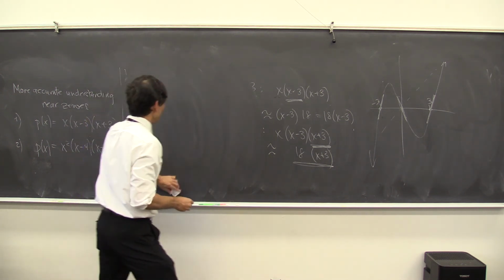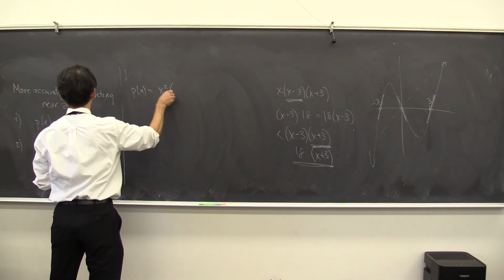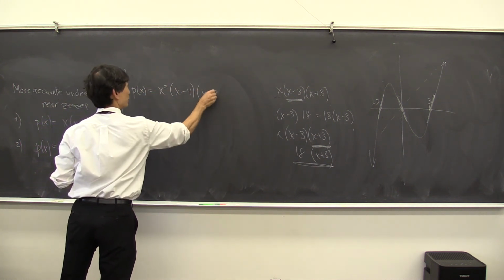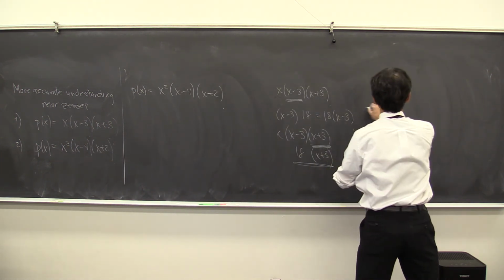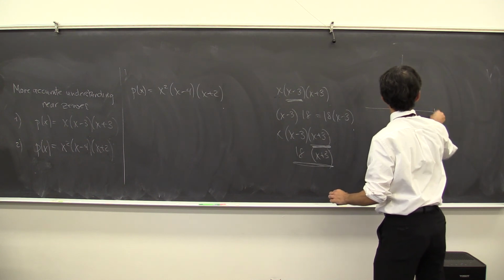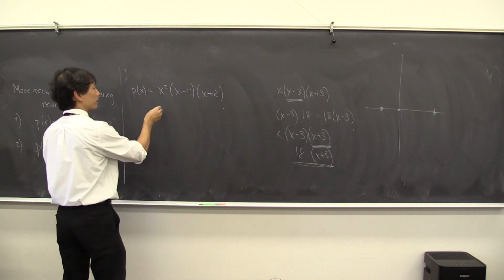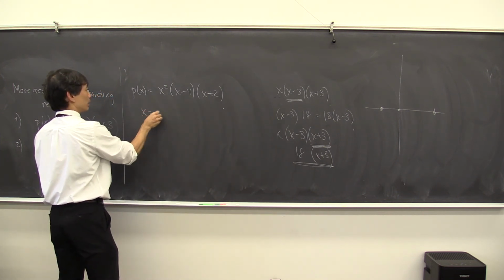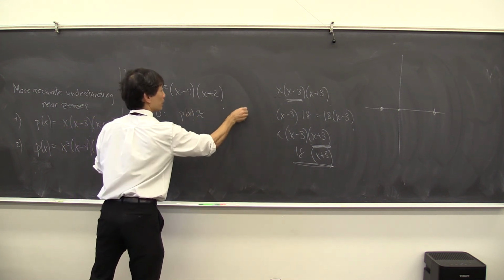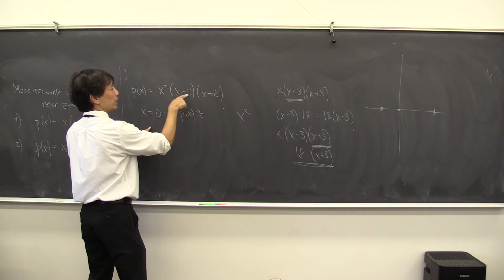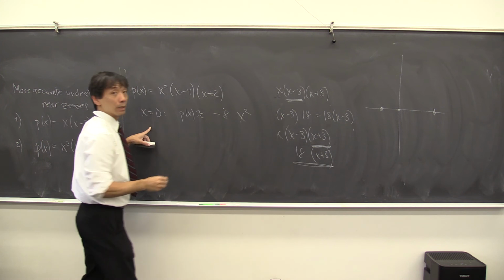Let me quickly run through the second example. So second example, p of x is x squared times x minus 4 times x plus 2, right? So we have 0, we have 4, and we've got minus 2. Those are the zeros. So when x is 0, p of x is going to be basically x squared times negative 4. We just plug in the 0 here. We get negative 4 times 2. We get negative 8.